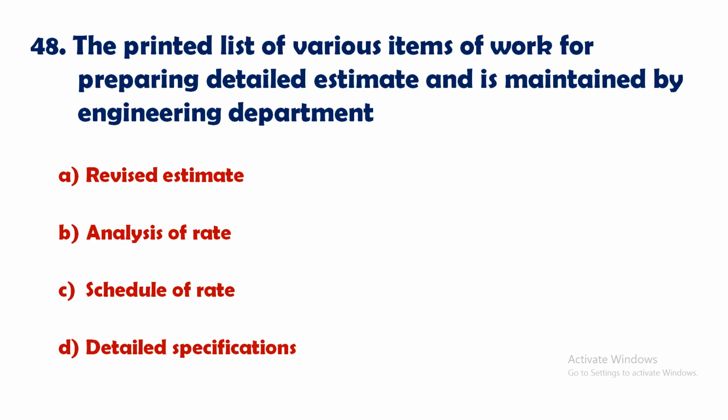The printed list of various items of work for preparing a detailed estimate, which is maintained by the engineering department, is called as: revised estimate, analysis of rate, schedule of rates, detailed specification. The answer is, the printed list of various items of work for preparing a detailed estimate and maintained by the engineering department is called as the schedule of rates.